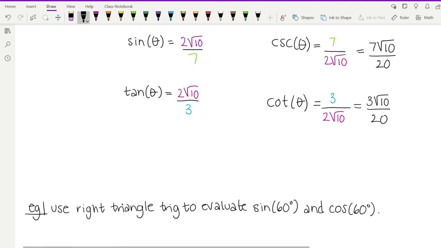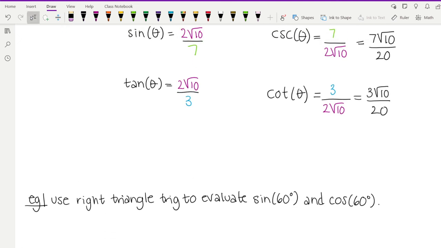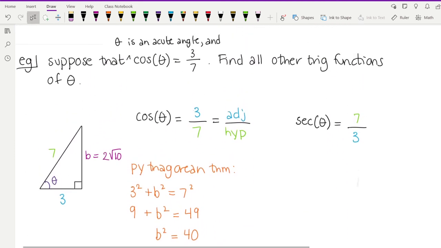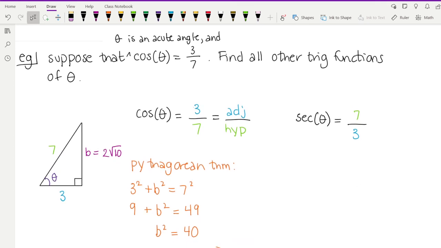So I want to do one more example. And this example is going to be a little bit different because so far, in all the examples we've done, we have not actually known what angle we're working with, right? We've just been kind of given a generic angle theta, right? Here we're just like, suppose that cosine of theta is equal to 3/7. We never actually figured out what theta was. We kind of relied upon the fact that we were given those side lengths.